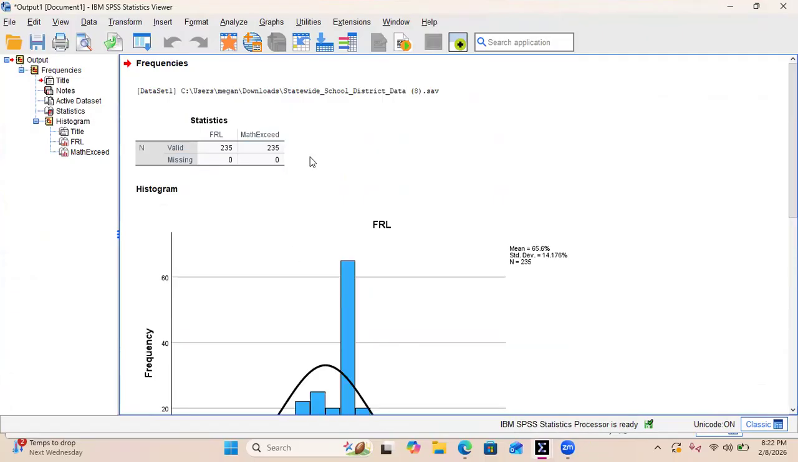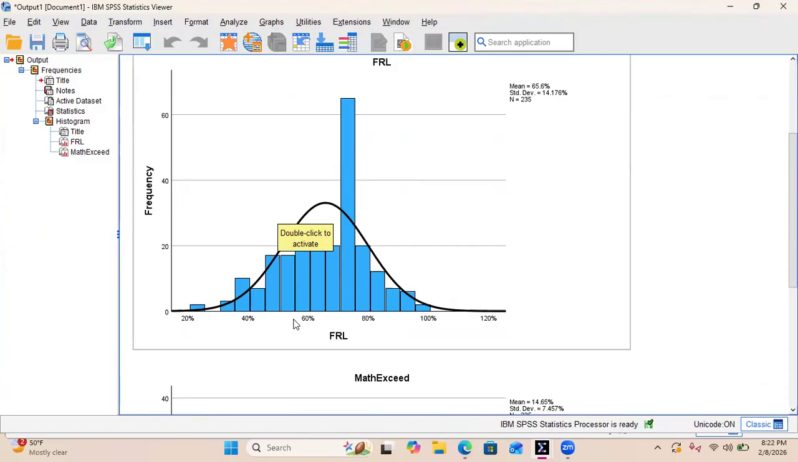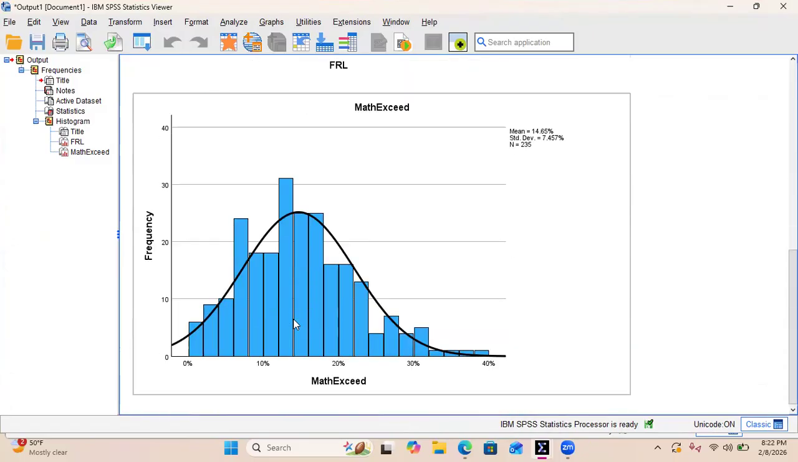Now we can see that our N is at 235. And here we have our free and reduced lunch bell curve, and it is pretty normal, pretty normally evenly distributed-ish. And then here we have the math exceeding, and that is also pretty normal as well. So I would say that the check for normality passes.